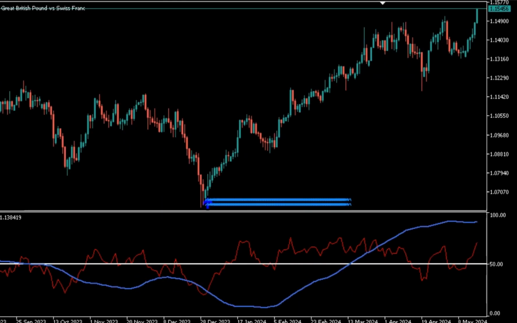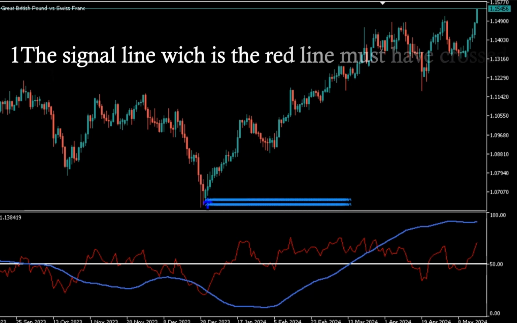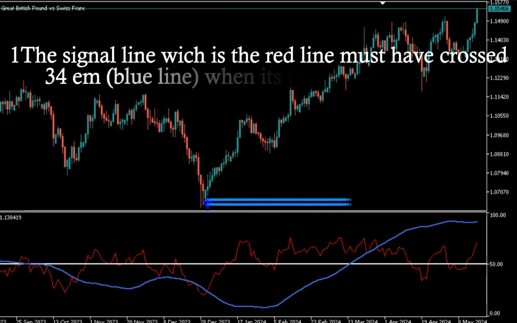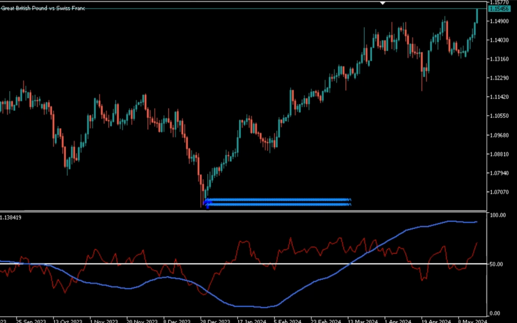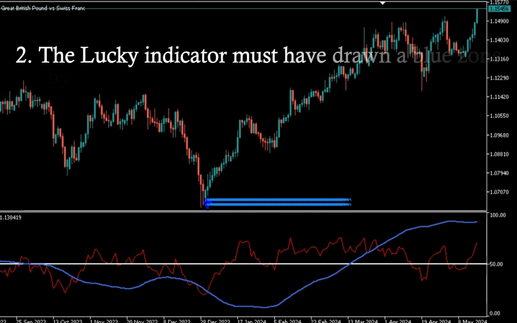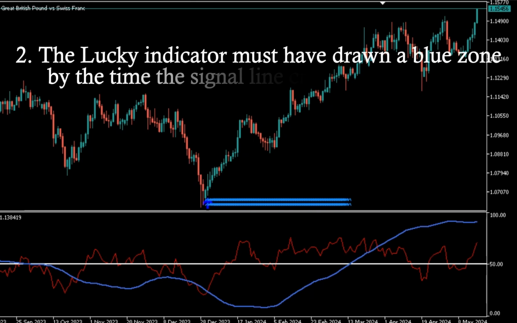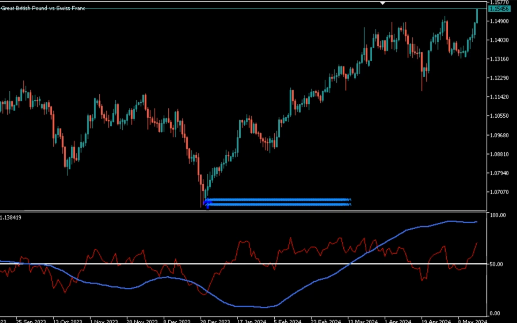We shall start with a buy trade. For us to take any buy trade, two conditions have to be met. The first condition is the signal line, which is the red line, must have crossed the 34 moving average, which is the blue line, when it's below the 50 level. That is the first condition. The second condition is the Lucky indicator must have drawn a blue zone by the time the signal line crossed the 34 moving average. That is the second condition.